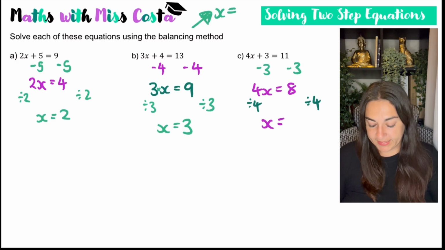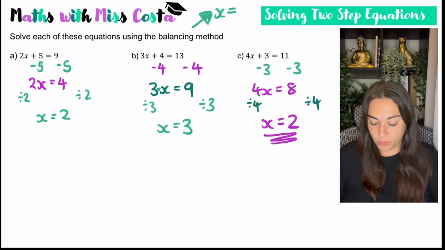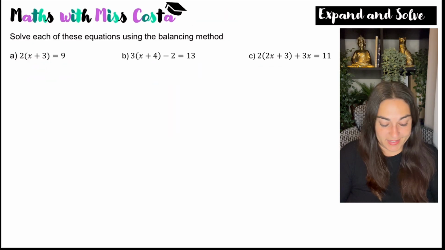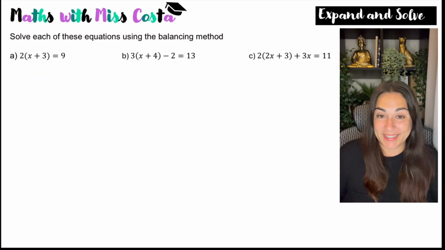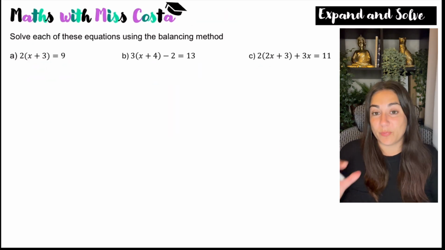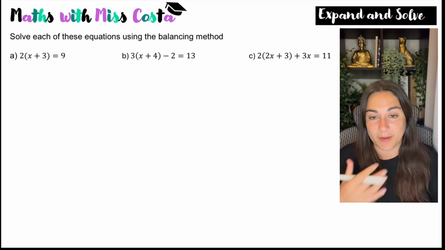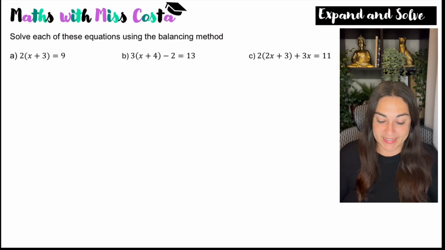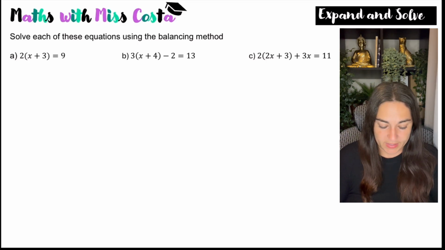So the final step would be 8 divided by 4, which is 2. So now what I'm going to do is solve each of these equations, and these have brackets in them, so these are slightly trickier. But remember, all brackets means is expanding, which means multiplying it out. So let's have a go.